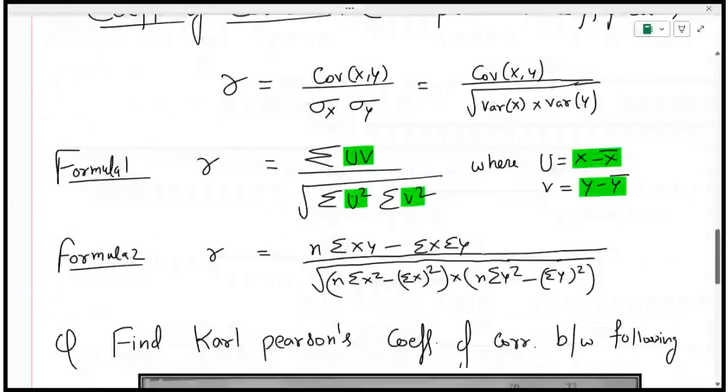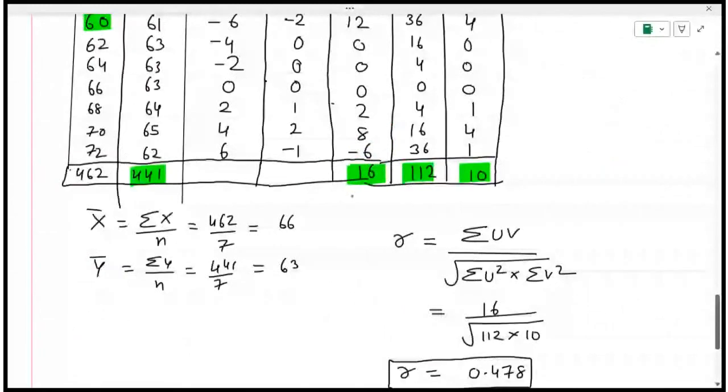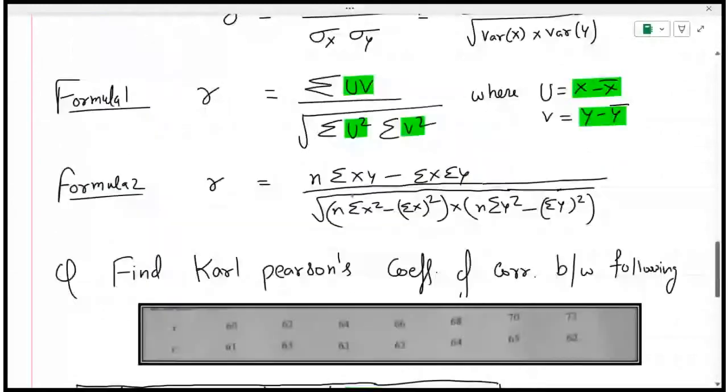Now I will do the same question using the second formula. I want to tell you why I'm using the second formula. I understand many students find the first one easy, and without any hesitation, you can apply any of these formulas in the exam. But it is my duty that I show you both of these methods.